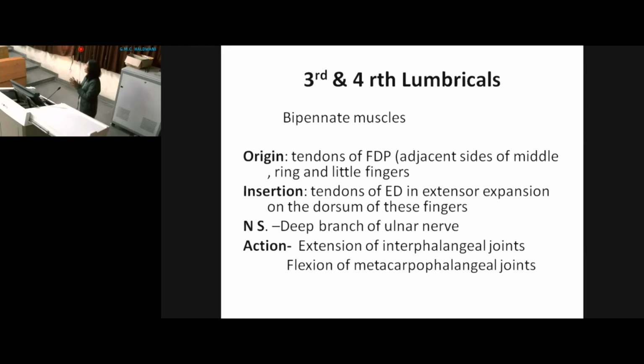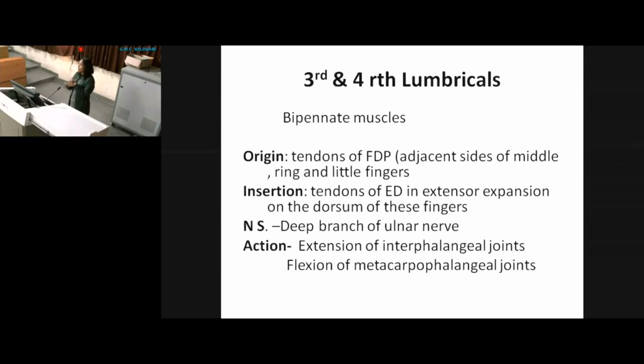Now the third and fourth lumbricals are the bipinnate muscles. They arise from the adjacent sides of the tendons of the flexor digitorum profundus, of the middle, ring and little fingers. The tendon going to the middle finger, the ring finger and the little finger, from the adjacent sides of these arise the bipinnate muscles, and they again insert into the dorsal digital expansions.